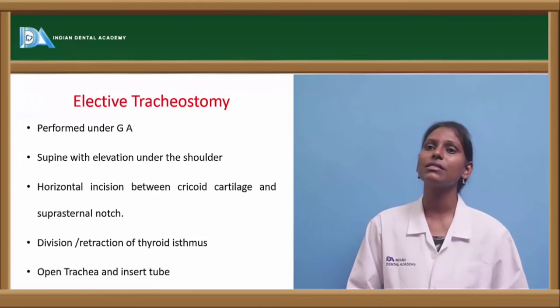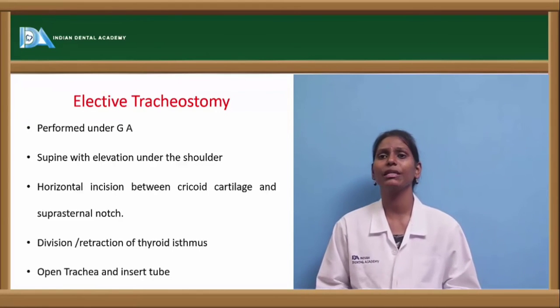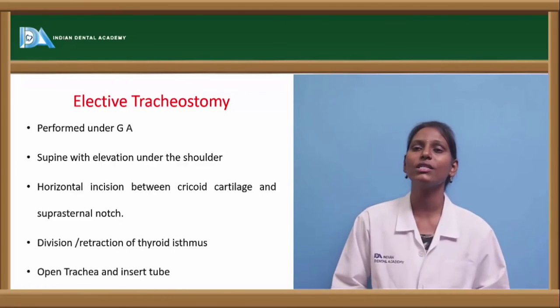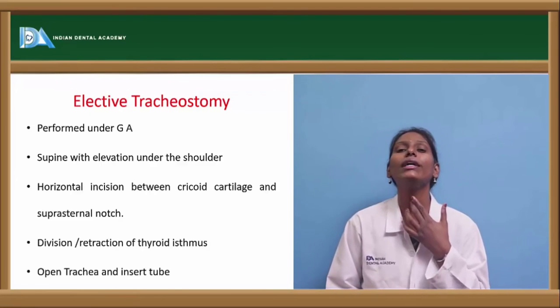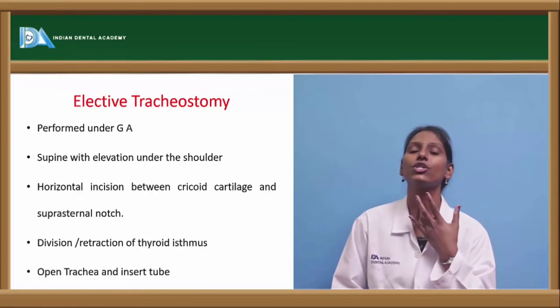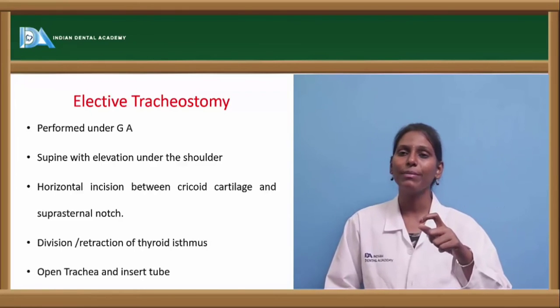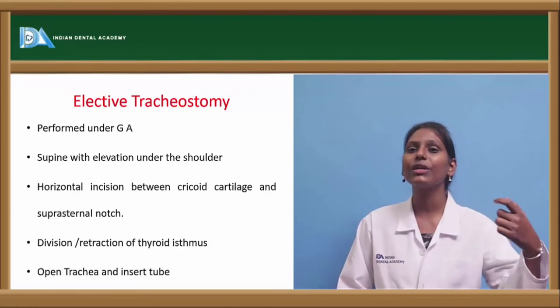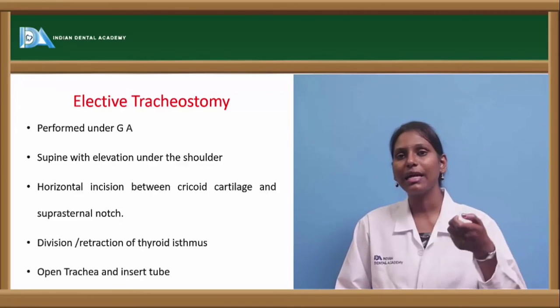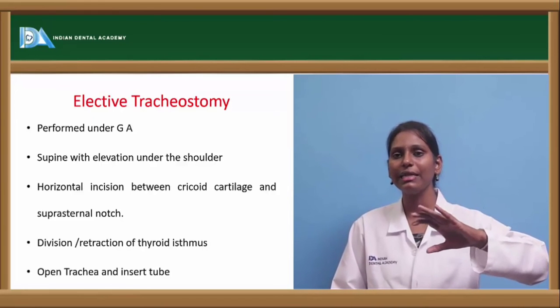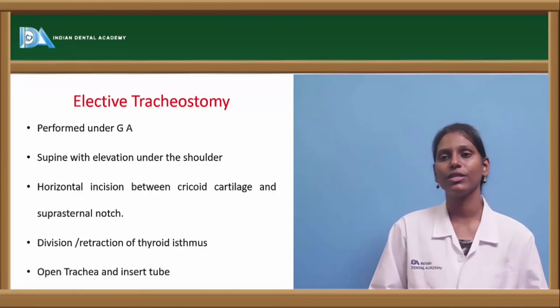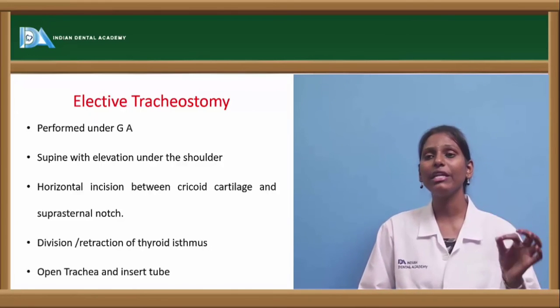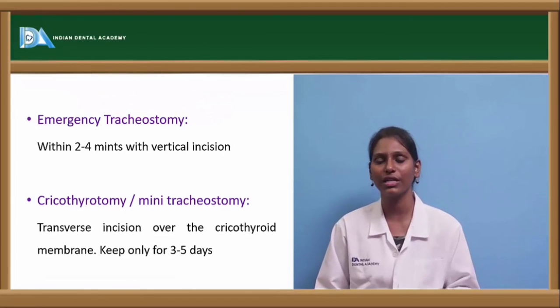How do we actually perform an elective tracheostomy? It is performed under GA. The patient is laid supine with elevation under the shoulder. A horizontal incision is given between the cricoid cartilage and the suprasternal notch. Here we divide or retract the thyroid isthmus. After we retract the thyroid isthmus, we will be able to see the trachea. We open the trachea and insert the tube. Okay, this is the elective tracheostomy procedure where a horizontal incision is given between the cricoid cartilage and the suprasternal notch.